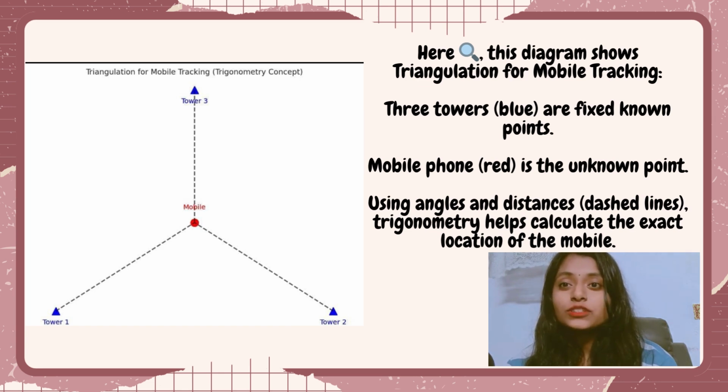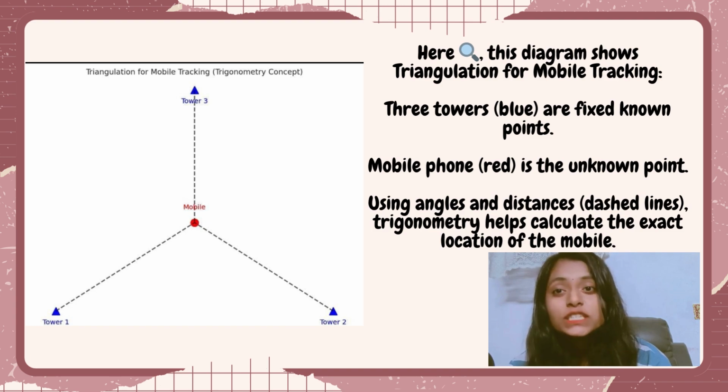I'm going to talk about this diagram. This diagram shows how triangulation works in mobile tracking. The three blue points are communication towers that are fixed and of known location. The red point is the mobile phone, which is unknown. Using the angles and distance between the tower and the phone, trigonometry helps to calculate the exact position of the phone. This method is used in GPS, mobile networks, and even during emergencies to find a person's location accurately.